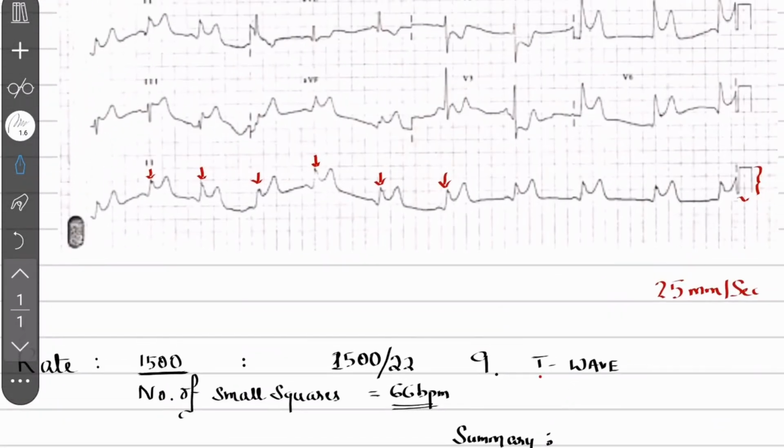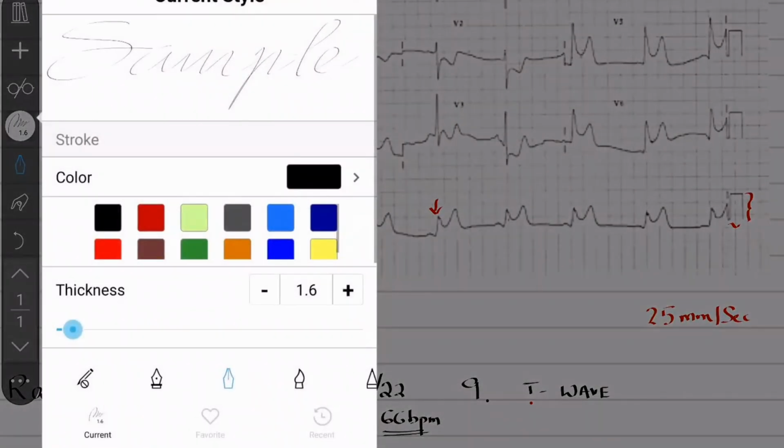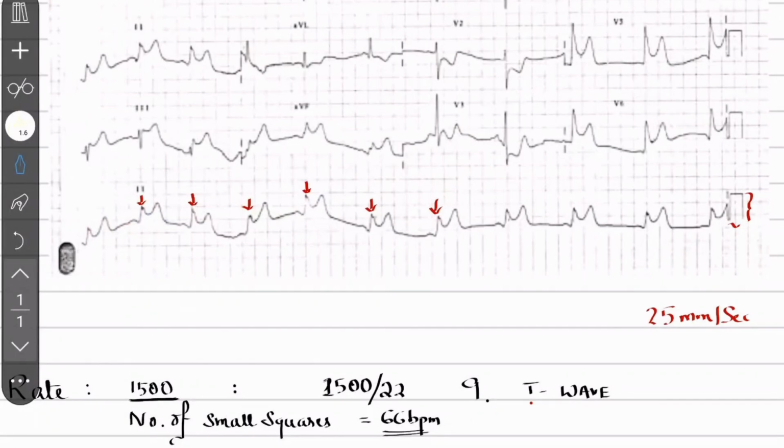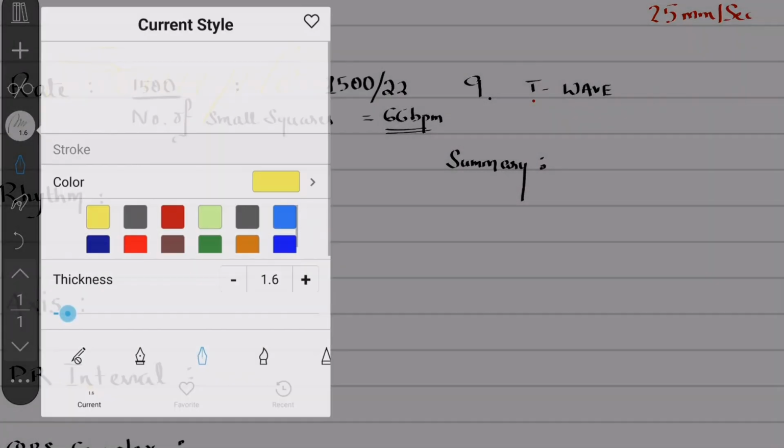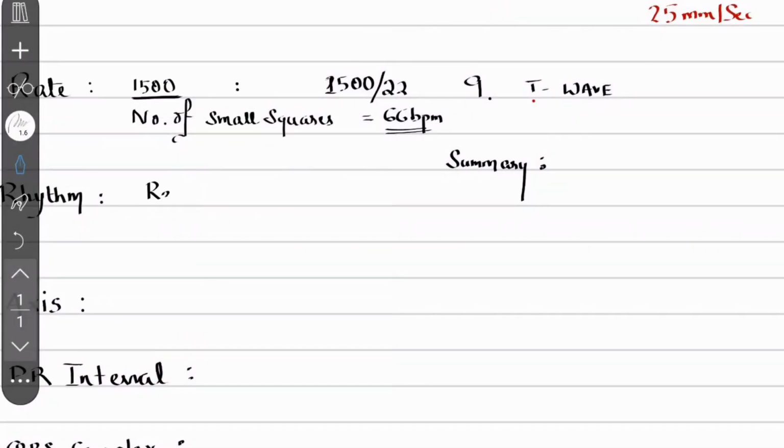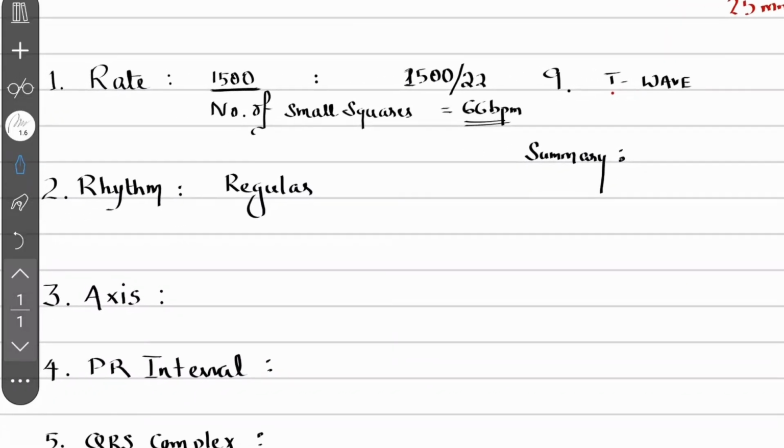Check the rhythm. You check whether the P wave is preceding every QRS complex. Yes, the P waves are preceding the QRS complex. When you look at the long lead strip, lead 2, we can see that all the P waves come before the QRS. So we can say that this ECG has a regular rhythm. Next, you check the axis.